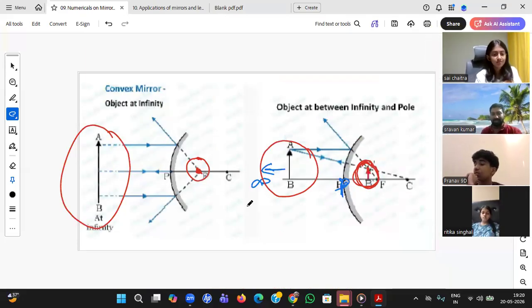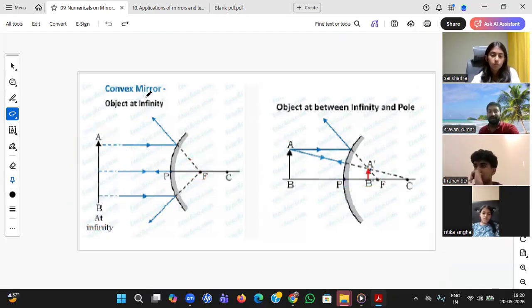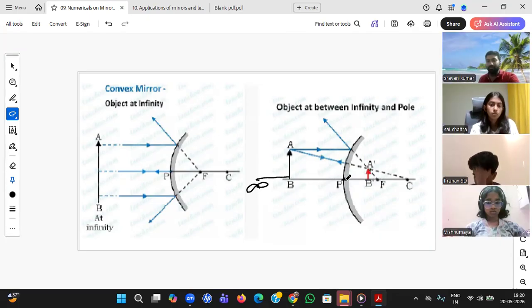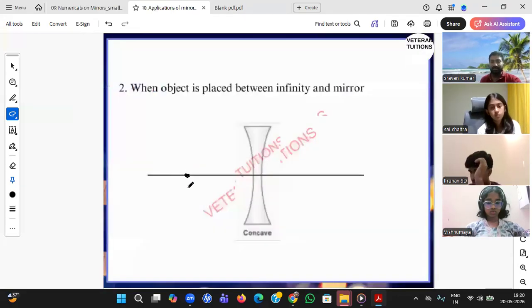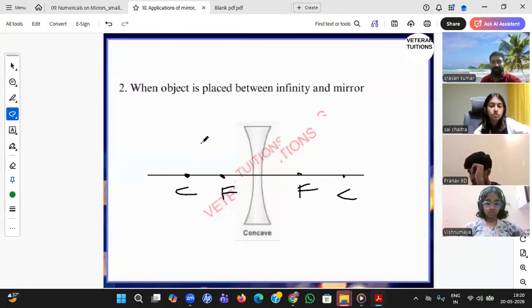You see, these are the two cases, student. First case we finished. Object at infinity, image at focus. This is the first case of concave lens also because it is matching with convex mirror. Second case, you keep anywhere between infinity and pole, your image will be between pole and focus in case of convex mirror. So here also exactly similar, student. Here center of curvature, here focus, here center of curvature. You keep the object anywhere like this, your image will be somewhere over here between optical center and focus. You already know it, okay?